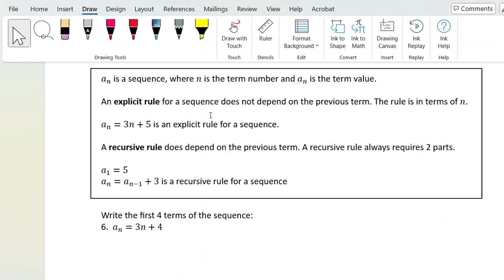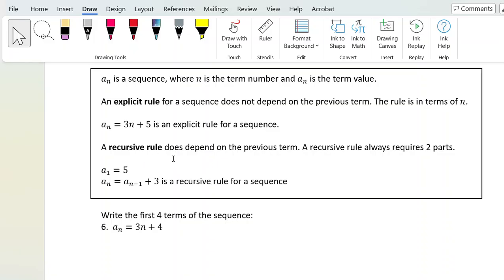An explicit rule for a sequence does not depend on the previous term. The rule is written in terms of n, the term number. So for this sequence, I plug in the term number, multiply by 3, and add 5 to get the term. So for example, if I wanted to find the 10th term, I would plug in 10 for n. I would get 35. So the 10th term is 35.